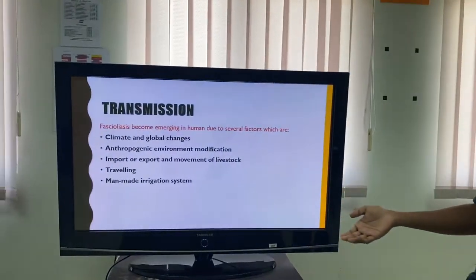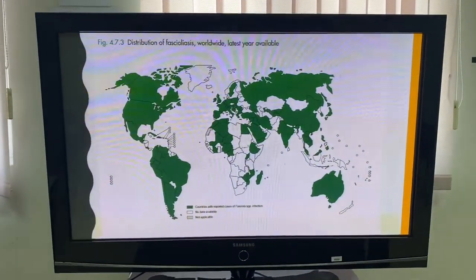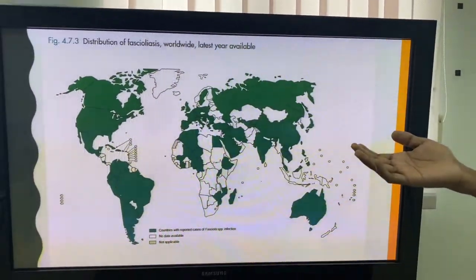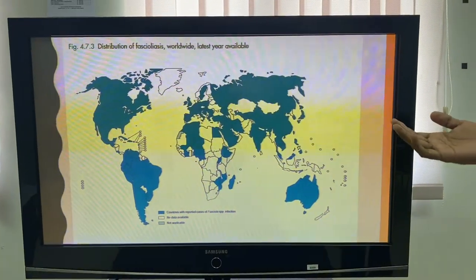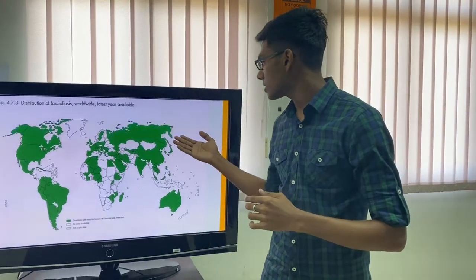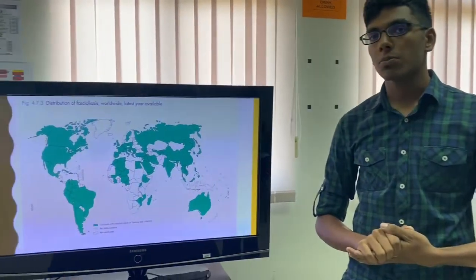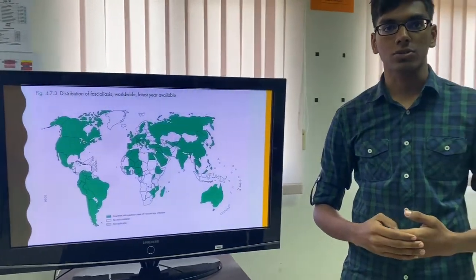So next is the distribution of Fasciola. Fasciola hepatica is found more compared to Fasciola gigantica, and it can be found in more than 70 countries, mainly in Latin America, Africa, Asia, and also the Middle East. Fasciola gigantica is found in a smaller geographic region, which includes Asia and also Africa. There is also an intermediate form which is found mainly in Asia, where both Fasciola hepatica and Fasciola gigantica are also found.